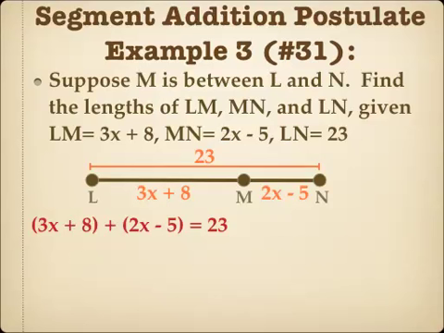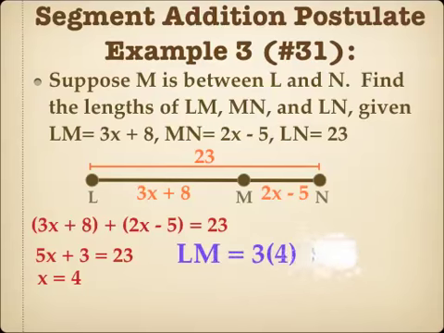Combine your like terms and you get 5x plus 3 equals 23. When you solve for x, you find that x equals 4. I have not completed this problem yet because it asks me to find the lengths, not to solve for x. Now I need to go back in and plug in 4 for x to solve for LM and MN.